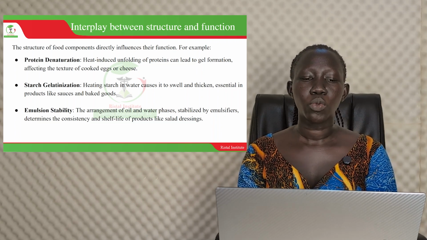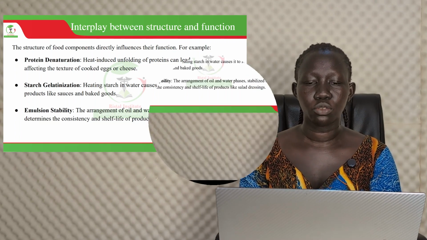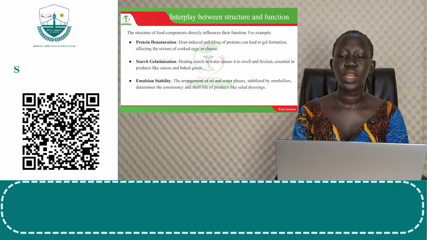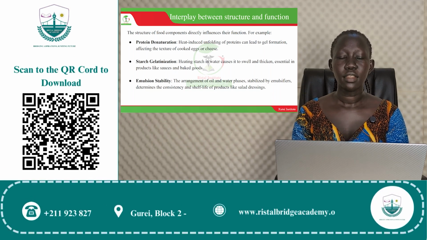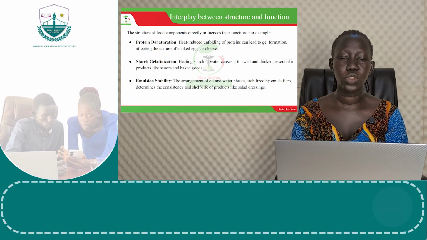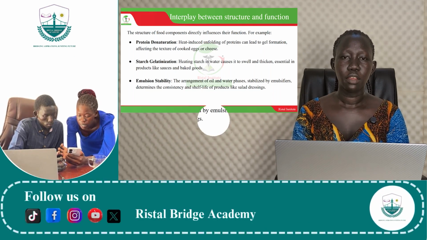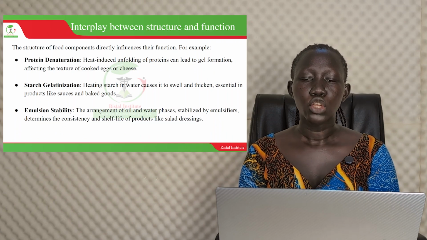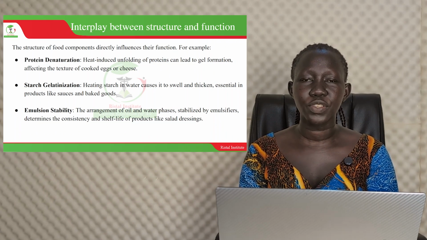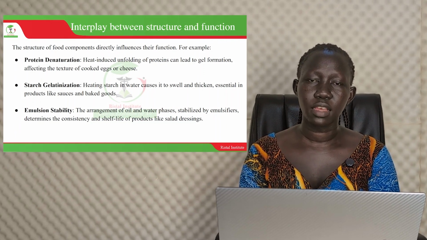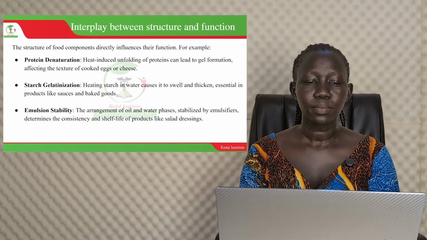Then we have also what we call starch gelatinization. Heating starch in water causes it to swell and thicken. And this is essential in products, for example, sauces and baked goods. We apply the structure and the function of these food substances to help us to produce various processed food substances, for example, sauces and baked goods such as cakes and bread.